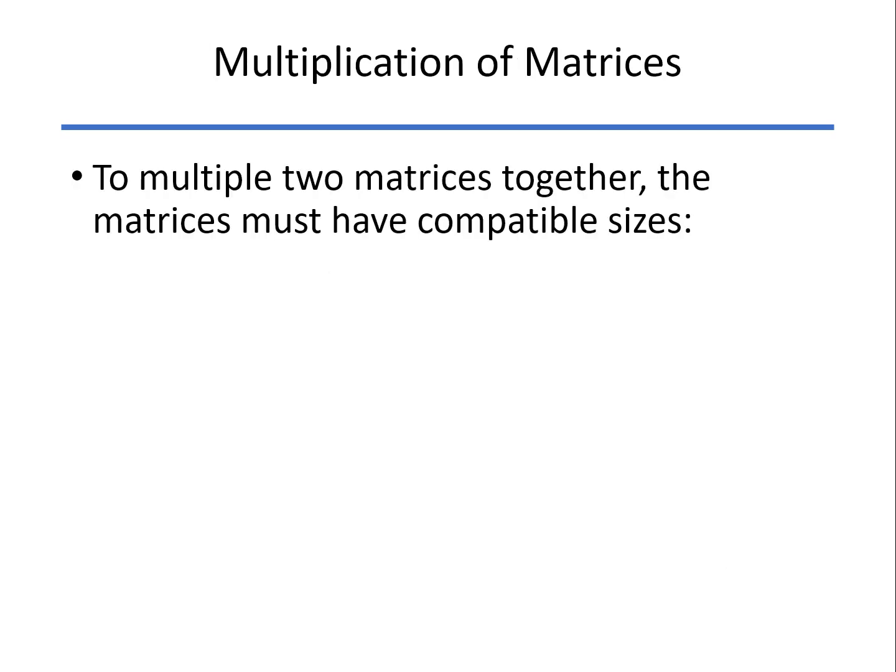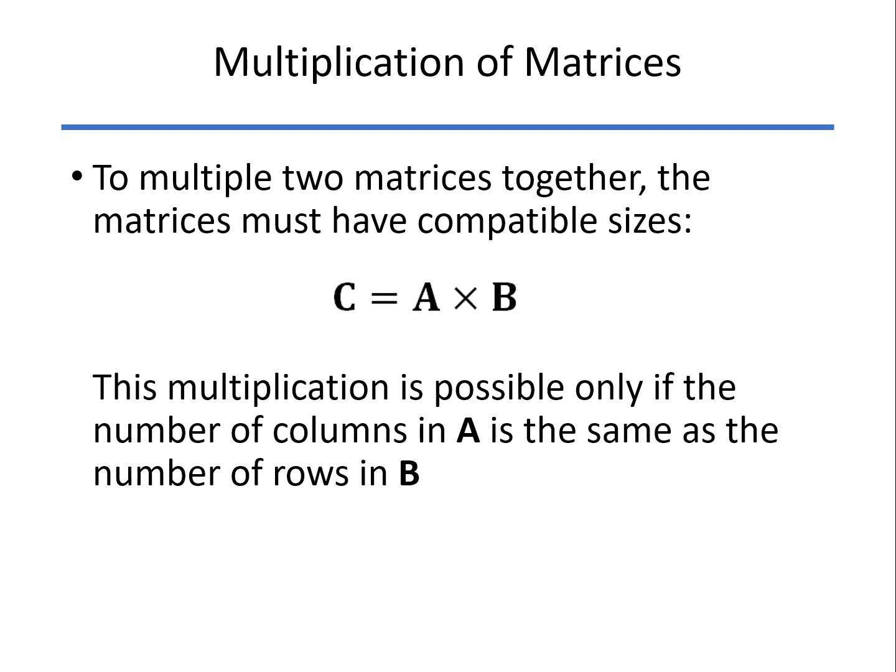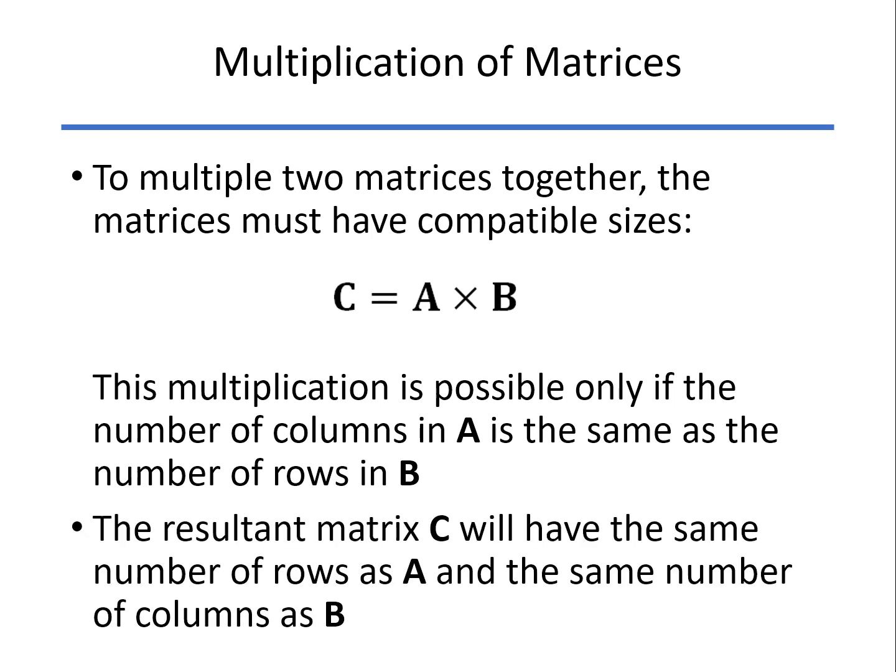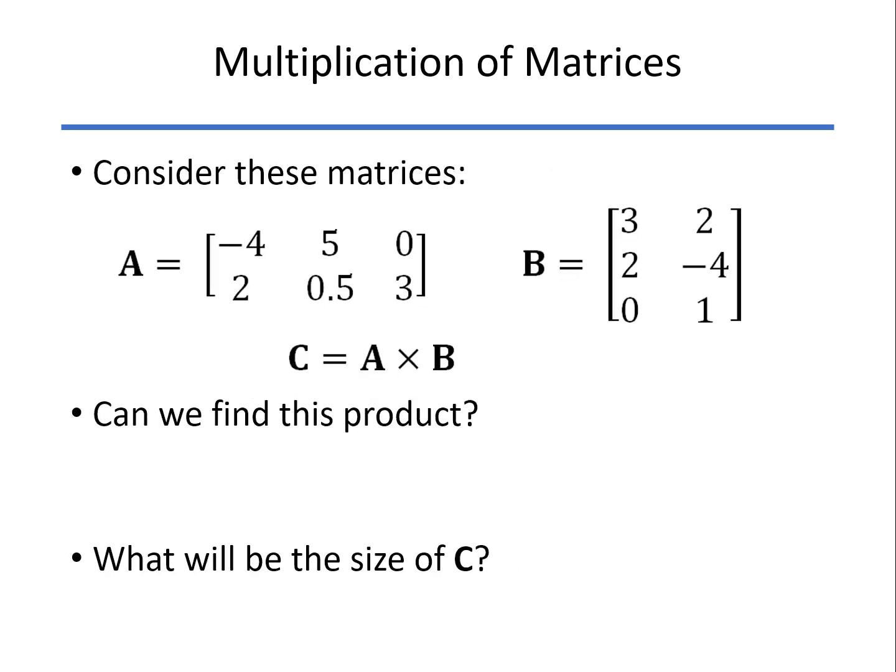When we multiply two matrices together, the important thing to remember is that you can't always do that. They have to have compatible sizes. And in this case, the first matrix A has to have the same number of columns as there are rows in B. And the matrix C will have the same number of rows as A and columns of B.